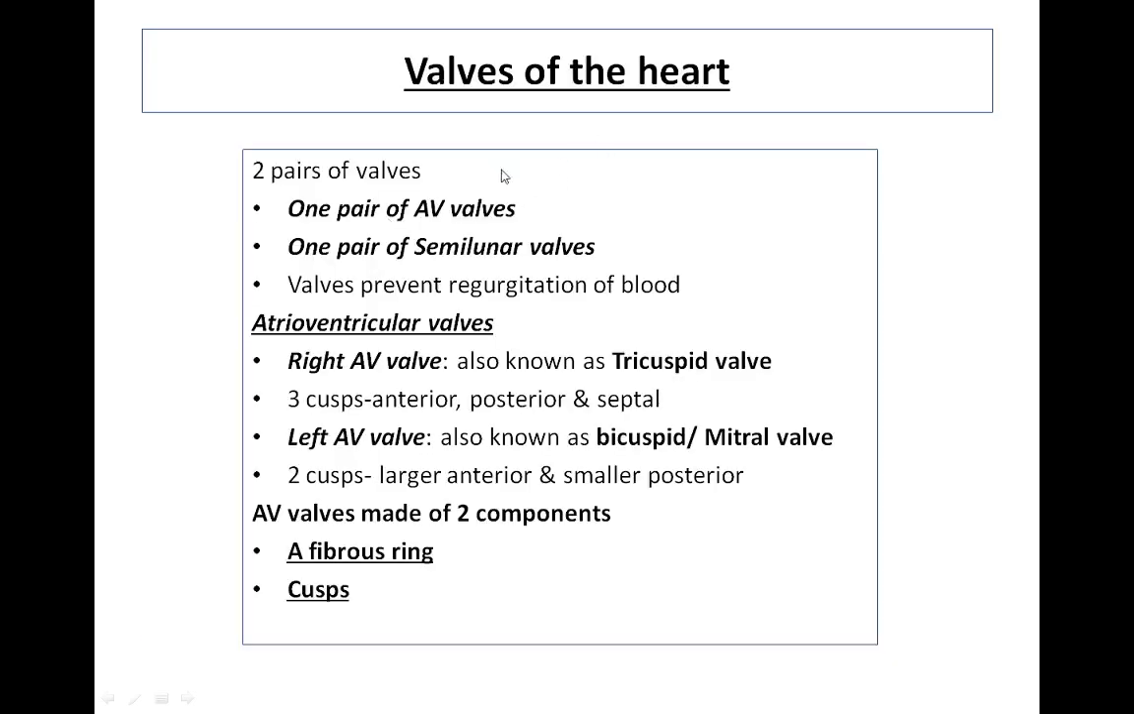So valves of the heart, there are 2 pairs of valves. One pair is the AV valve, that is atrioventricular, right and left. Then one pair of semilunar valves, that is in the aorta as well as in the pulmonary trunk.